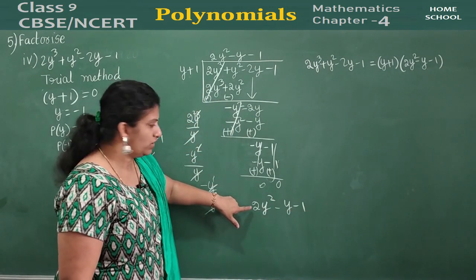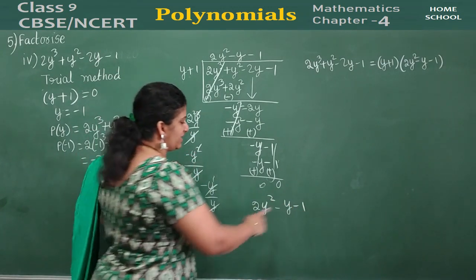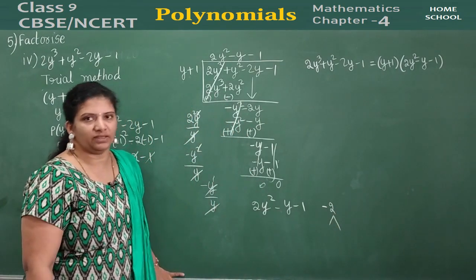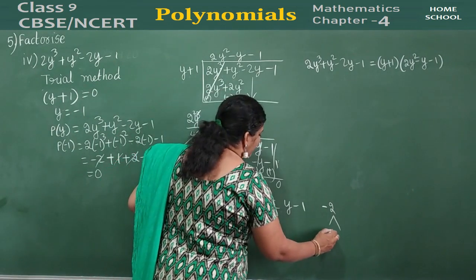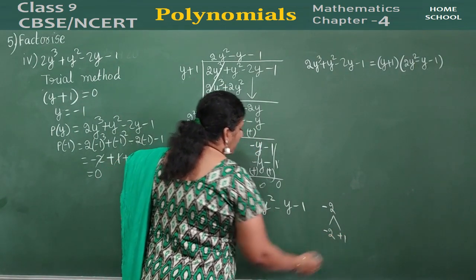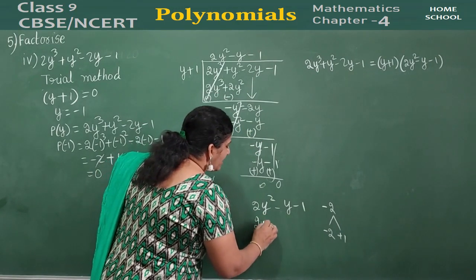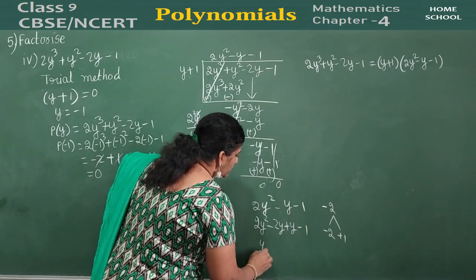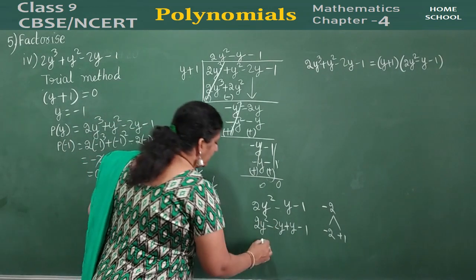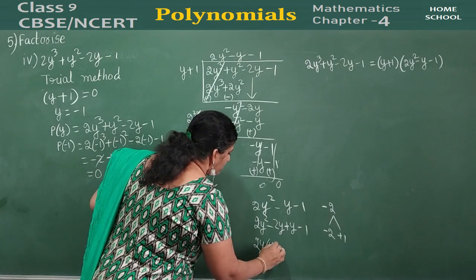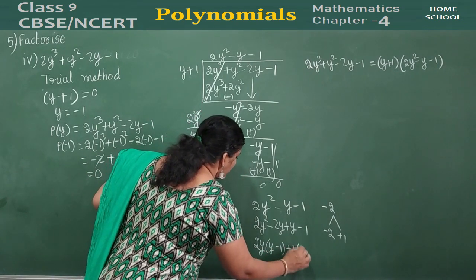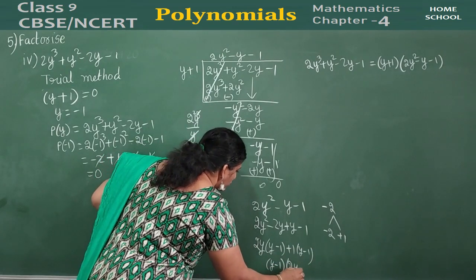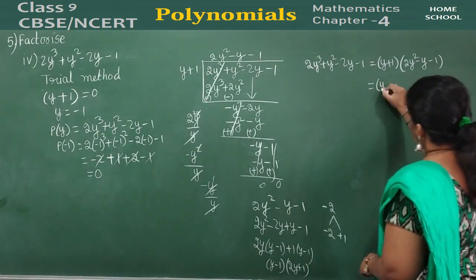See the numbers what you have? 2 and 1. 2 into 1 will be 2. Plus into minus will be minus. Find the factors for minus 2 in order to get minus 1. How can you get factors, children? If I take minus 2 plus 1, you are going to get minus 1. 2y square minus 2y plus y minus 1. Take out 2y from the first two terms, right? So what is common? 2y is common: y minus 1. Here nothing is common: y minus 1. So this again, rewrite y minus 1 into 2y plus 1.